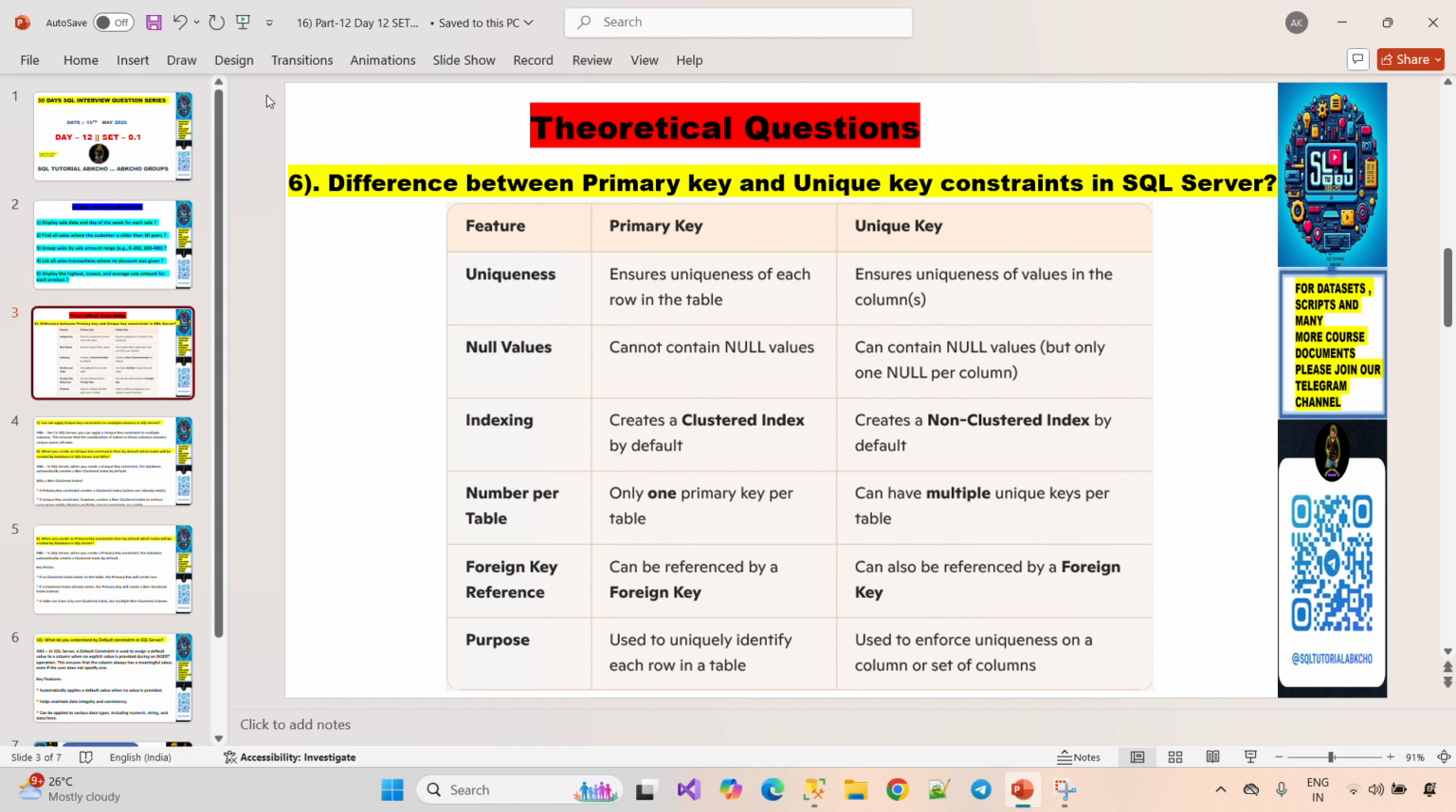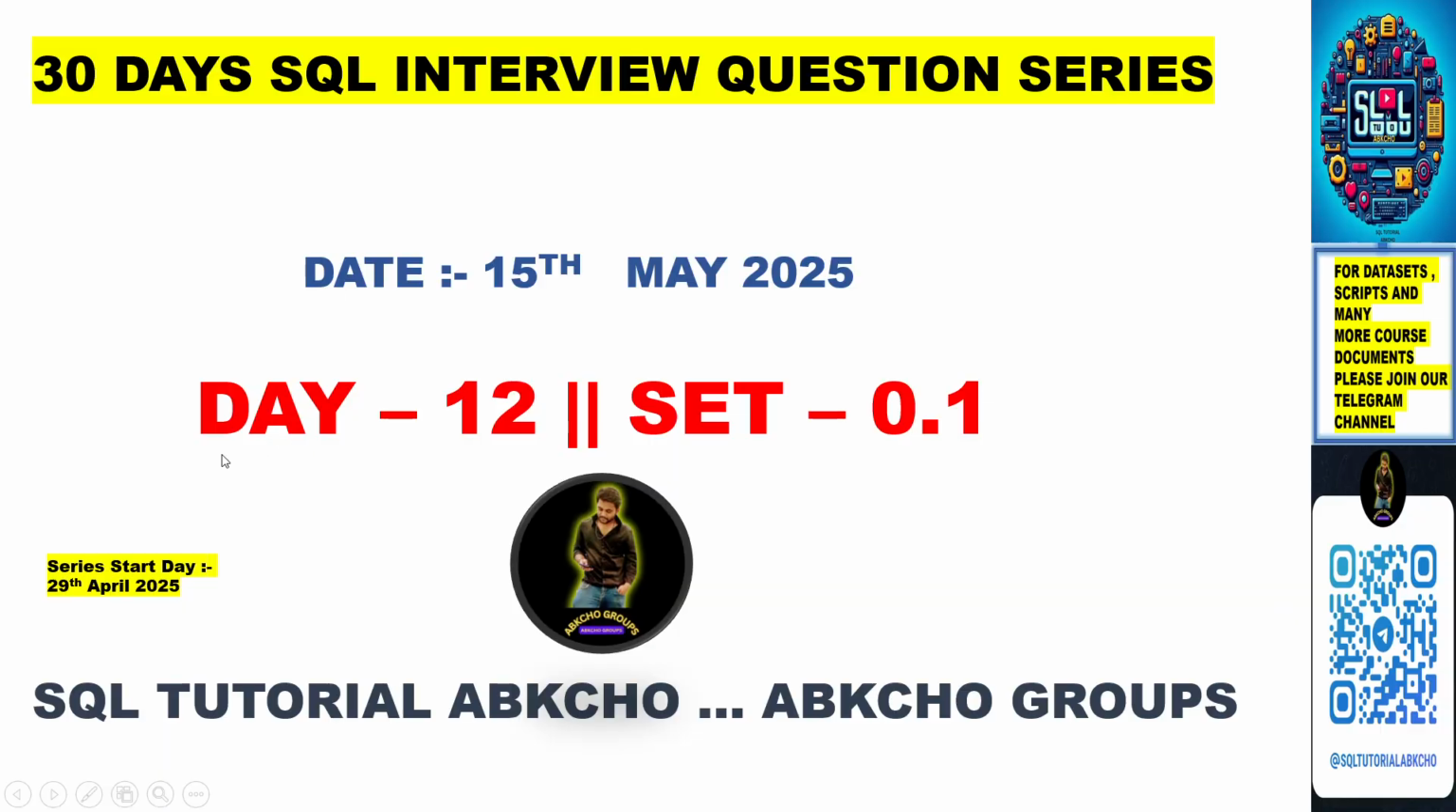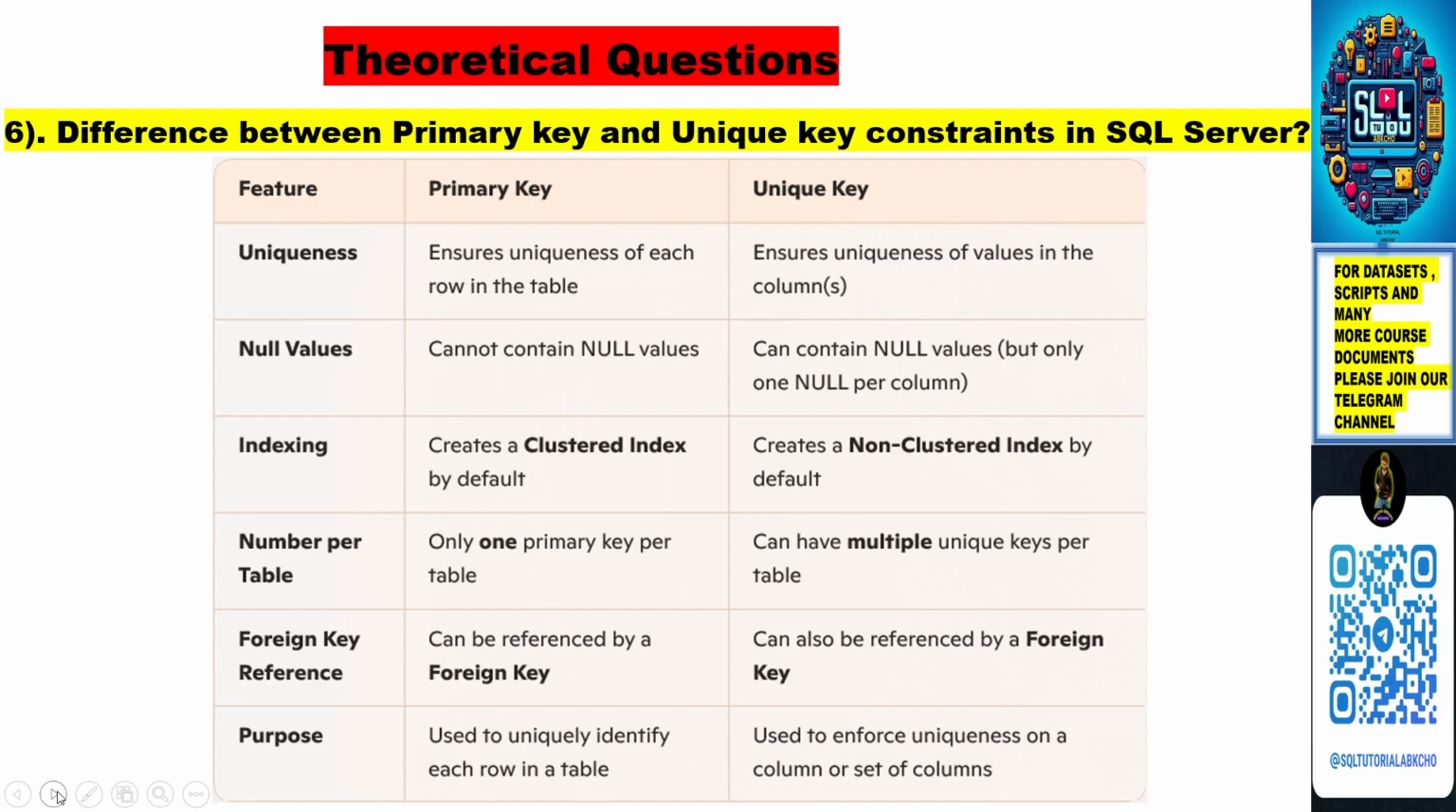So now we will increase the screen size so that it will be visible to you properly. Then we will discuss. Now move on to the sixth question. So what is the question? What is the difference between primary key, unique key, and constraint in SQL Server?